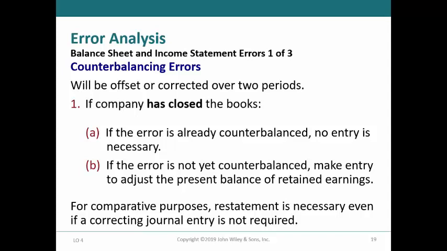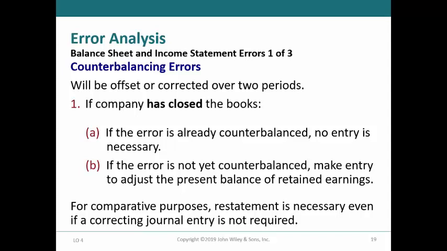We will first discuss counterbalancing errors. Counterbalancing errors are those that correct themselves over two periods. The journal entry to correct the error would depend on when you discover it, either when the books are still open or when they are closed. If the error is not discovered until after the books are closed and the error has already corrected itself, no entry would be necessary. If the error is found after the books are closed but the error has not corrected itself, then there would need to be a correction to retained earnings.